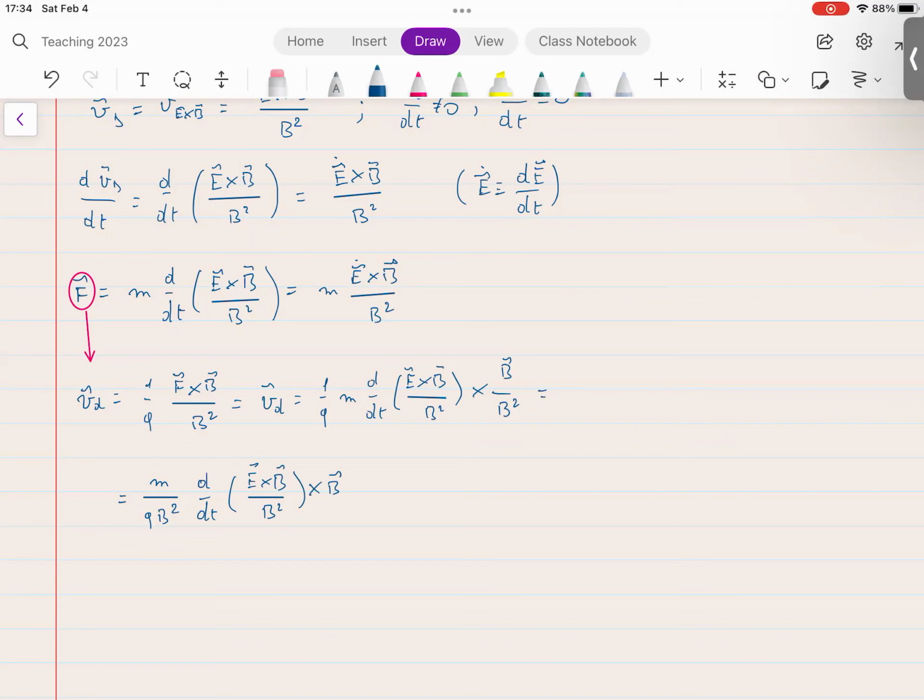And this you can write in a different way. Actually, it turns out that what's most convenient is to say, well, since B itself is constant, and that's the reason why I've been writing the expression in this way, I'm just going to put everything inside the derivative. M over Q B squared times the time derivative of E cross B over B squared cross B.